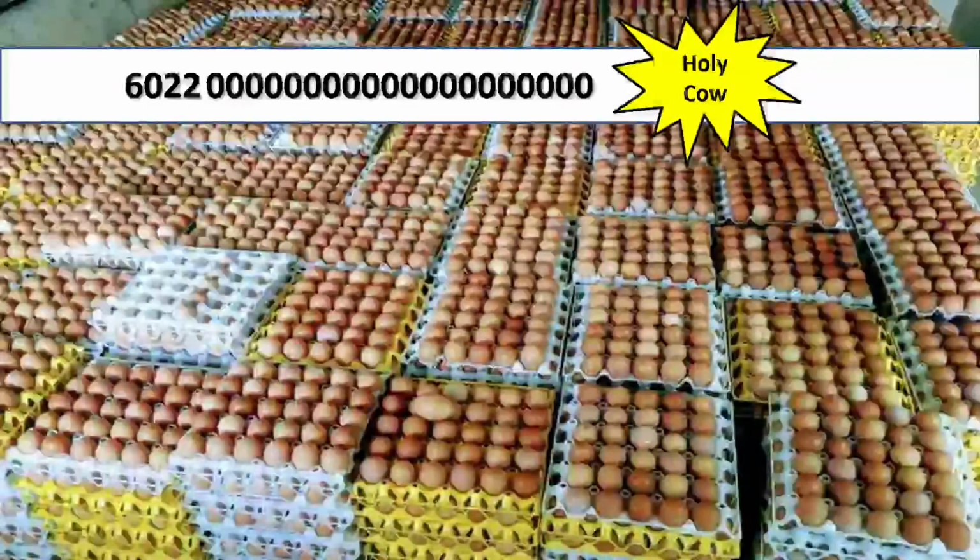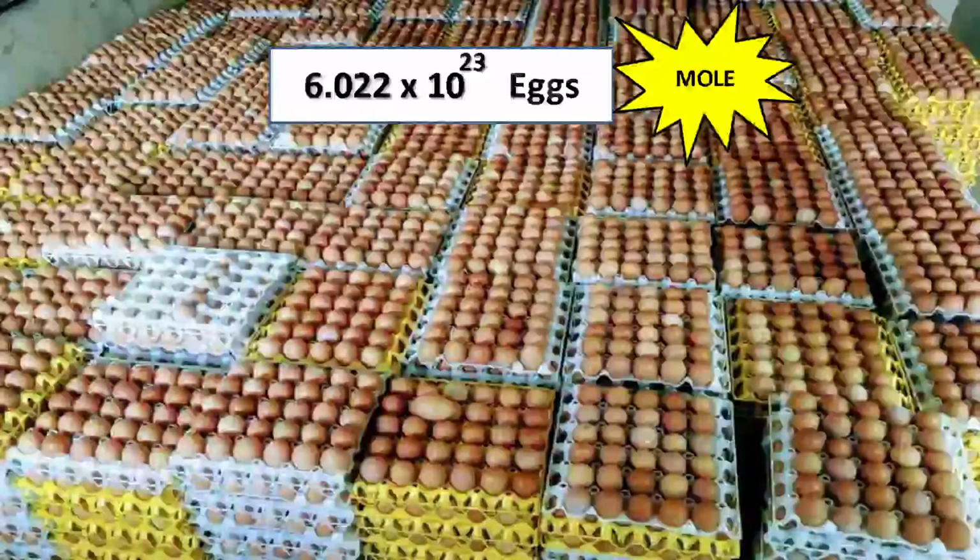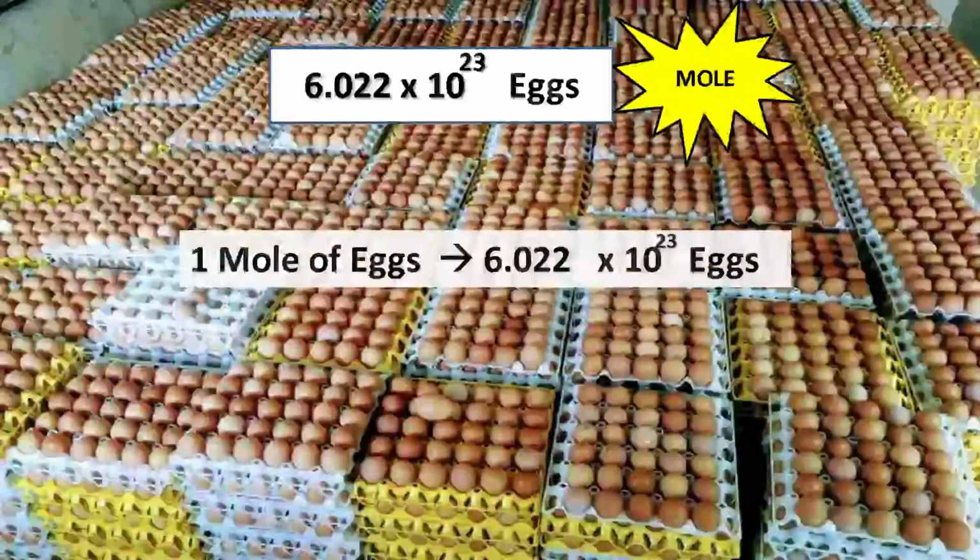This number, when it is simplified, looks like this. In the world of chemistry, this number is called a mole of a substance. Therefore, 1 mole of egg means there are 6.022 into 10 to the power 23 number of eggs. Obviously, we do not use mole when we express a set of eggs. Rather, we use dozens.